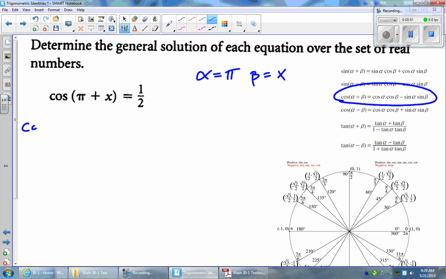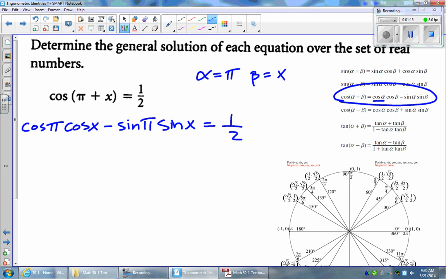So the first thing I want to write out is the cosine of alpha. Cosine of alpha here is actually just pi. And then we have the cosine of beta, which is just x. Then we're going to go ahead and subtract sine of alpha, which is pi, and the sine of beta, which is sine x. Okay, and we want to make this equal to 1/2 because that's the equation.